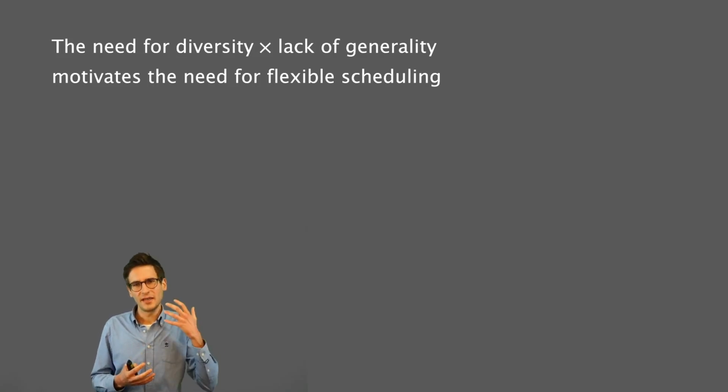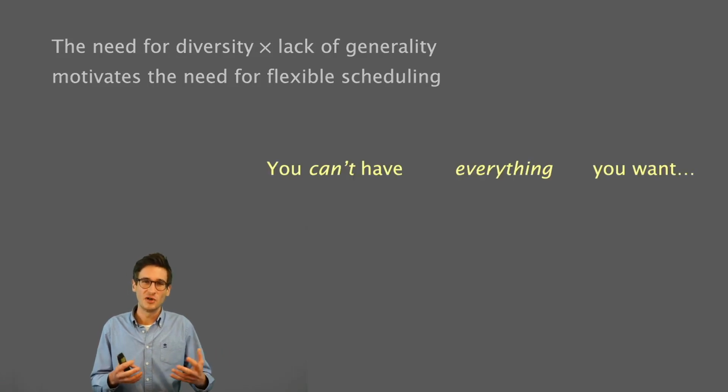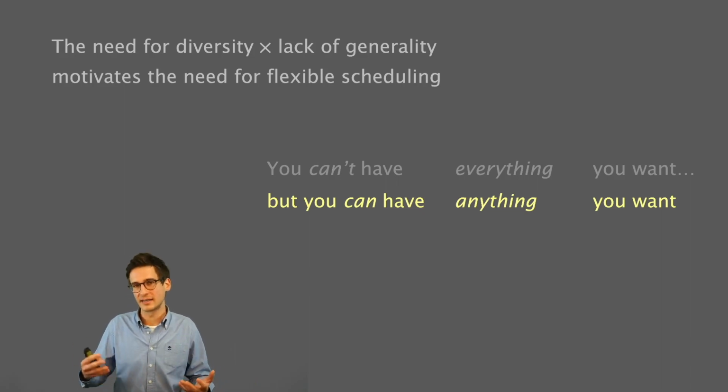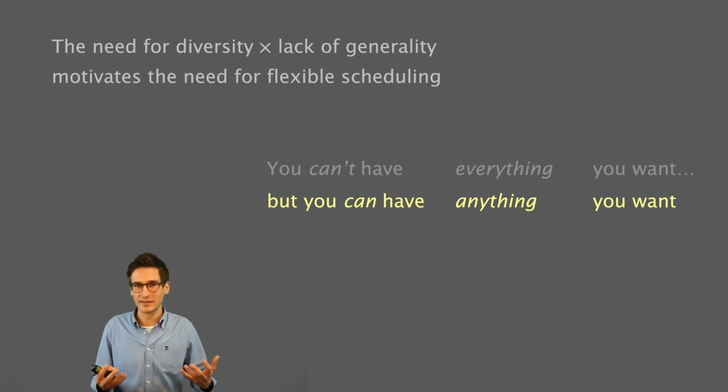If you have a need for diversity and a lack of generality, that's a pretty big push for flexibility. There is a great saying here: you cannot have everything you want, but you can have anything you want. At least if you have flexibility, you can reprogram your network to do objective A, reprogram it to do objective B, etc. So you can have anything, even though you cannot have all of them running at the same time. That's why I think flexible scheduling is important in our networks today.